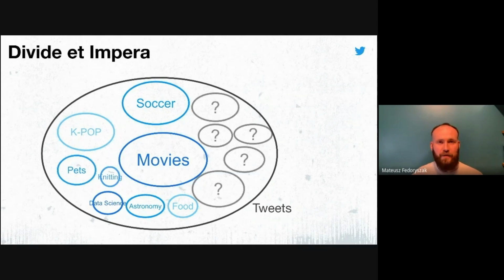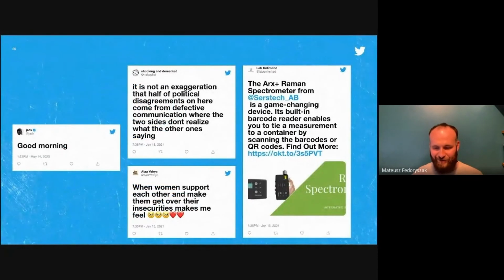The alternative approach would be to just take all the unannotated tweets and try clustering them. And that's what we did. And here are examples of the content that represents interesting groups. So on the left hand side, you have Jack, our previous CEO, just saying good morning. And indeed, there are lots of tweets like that. They are called social chatter tweets, and they don't fit any topic. So even though you can classify them, that's not something you would like to follow.